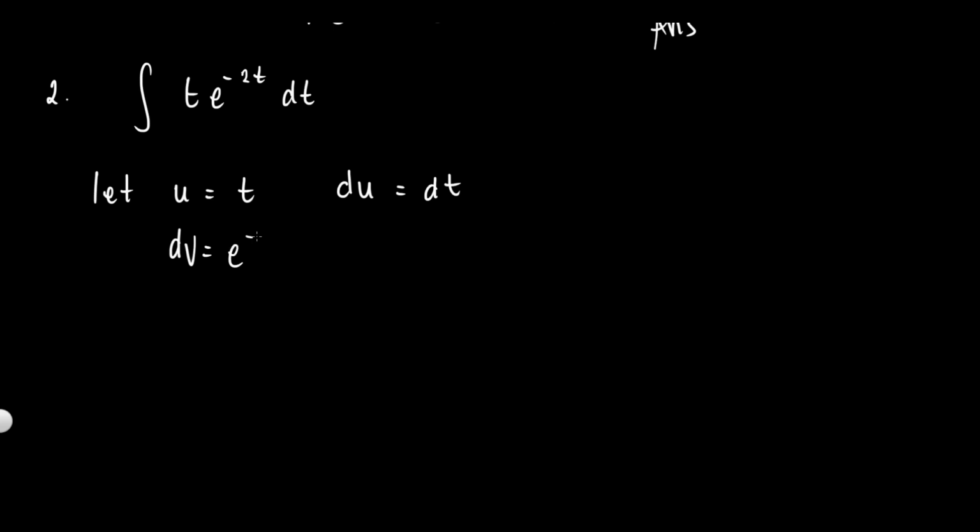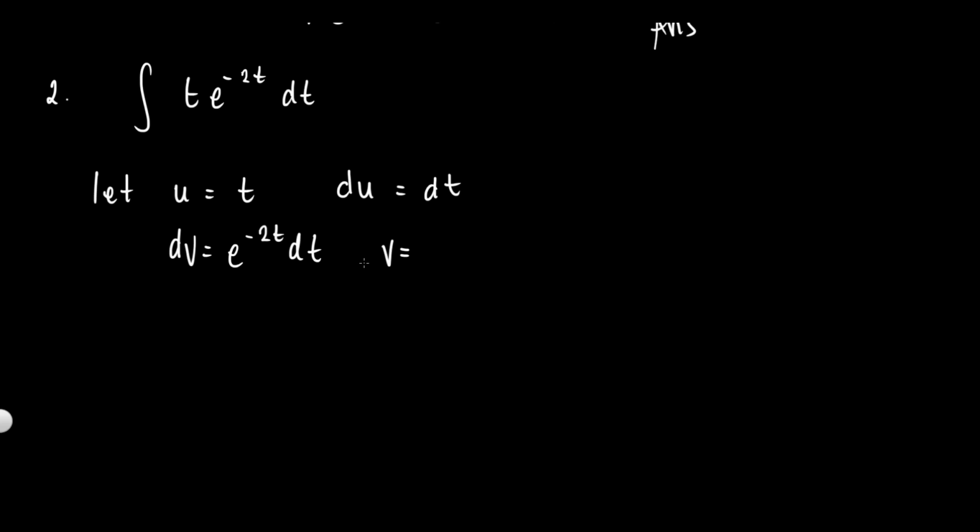Another. What is the integral of t times e raised to minus 2t dt? Okay? So, if we let u equals t, du is dt, and dv is equal to e raised to minus 2t dt. So, anong gagawin? Integrate, to get v. What is the integral of e raised to minus 2t dt?